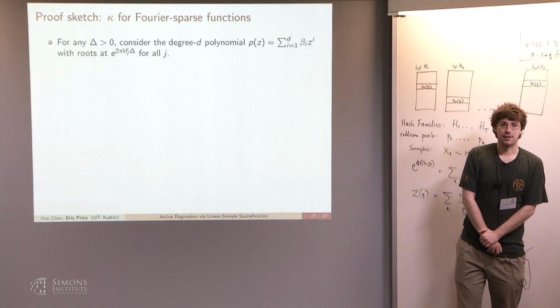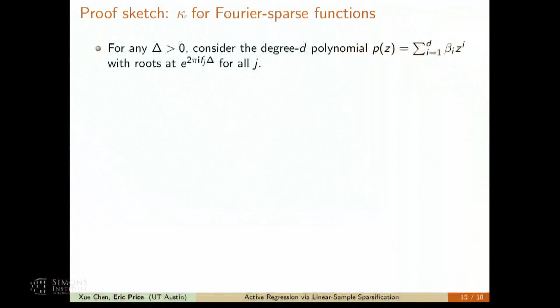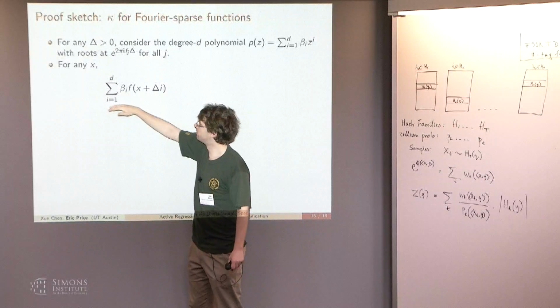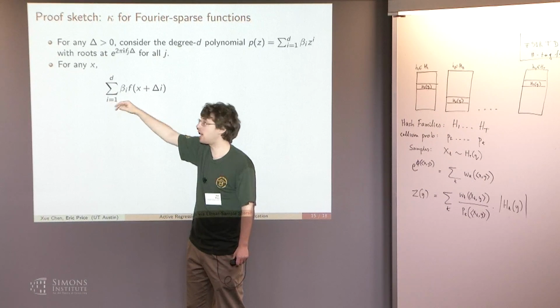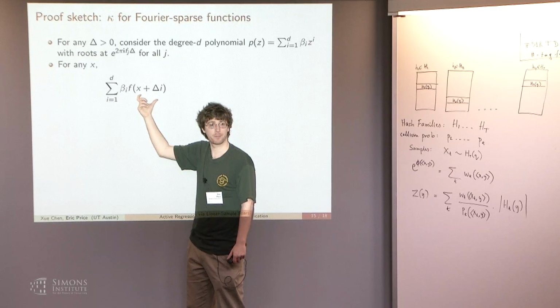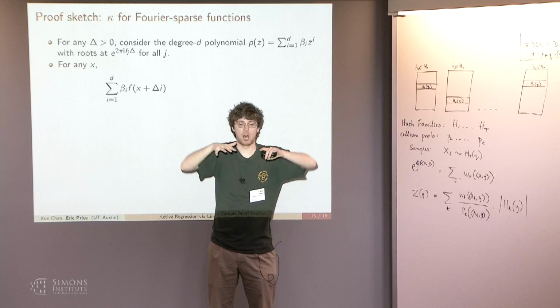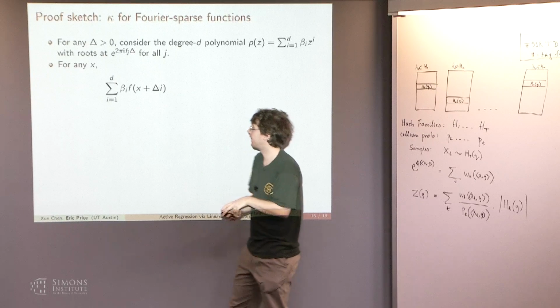So just as a sketch of this proof, we take the degree d polynomial, p of z, whose roots are at e to the 2 pi i fj delta. This polynomial is going to depend on fj, and it's going to depend on this delta. It doesn't depend on exactly what x you're looking at for f of x. And then if you look at any position x, and you evaluate this expression, the sum over all i of beta i f of x plus delta i, this is just a linear combination of an arithmetic sequence of positions of looking at this function.